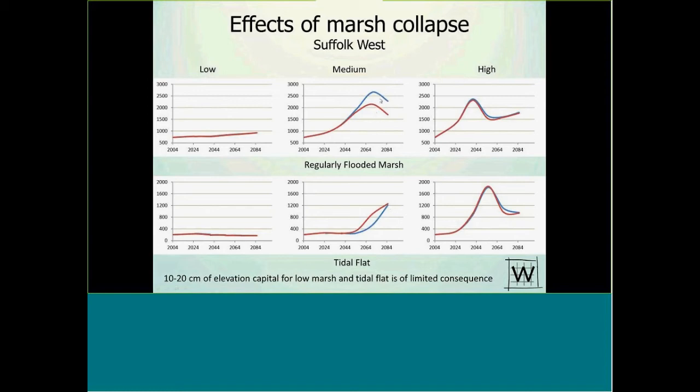In the case of regularly flooded marsh, they don't quite equilibrate, but they may. I'm guessing that if you followed this through time further, you'd have those lines close up again. And so the concept that we've come up with is that something in the order of 10 to 20 centimeters of elevation capital for a low marsh and tidal flat is of limited consequence. So this leads me to one of the questions that I see from Patrick Christ.